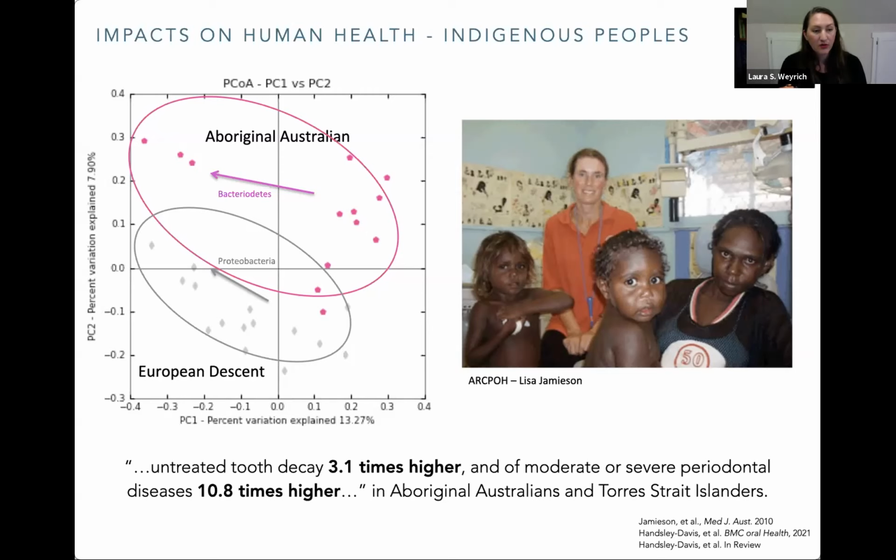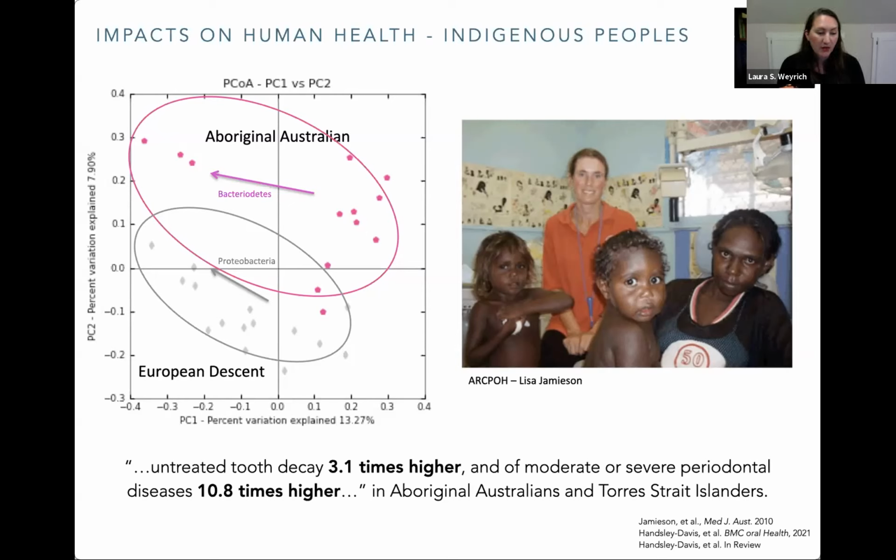And this is really, really important because we know that Aboriginal Australians suffer, in some populations, up to 3.5 times higher levels of tooth decay and up to 10.8 times higher levels of periodontal disease. And so we know we have a big disparity here in oral health in these populations. Some of that can be socioeconomic or access to healthcare, but projects like Close the Gap in Australia have really failed to improve the rates of disease as they should have.